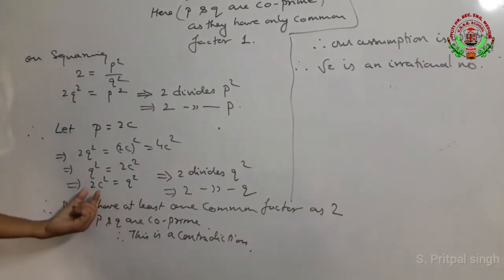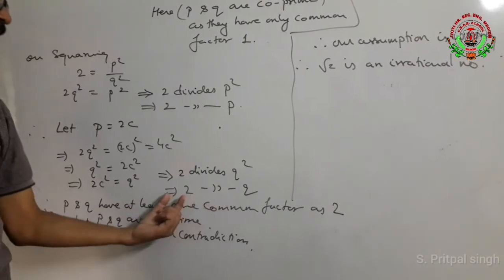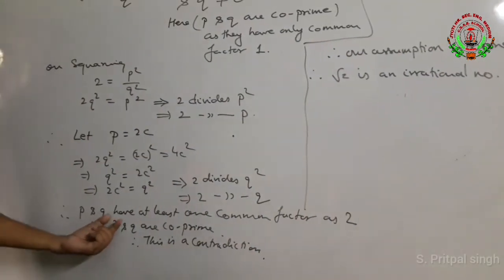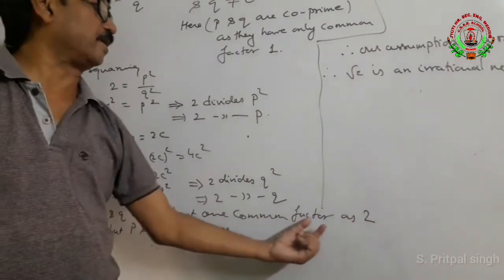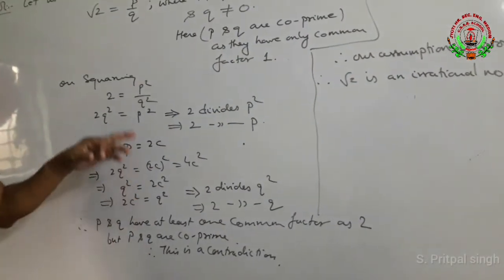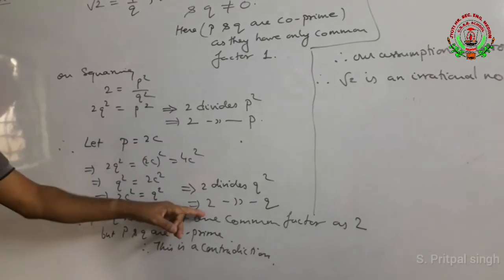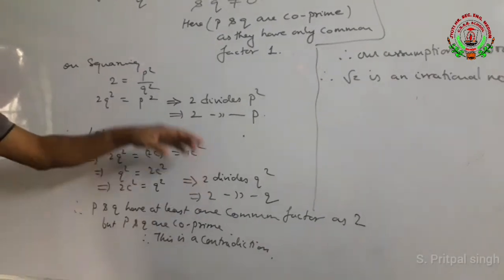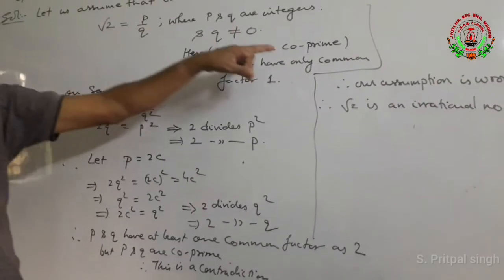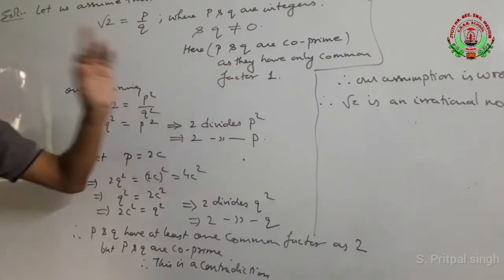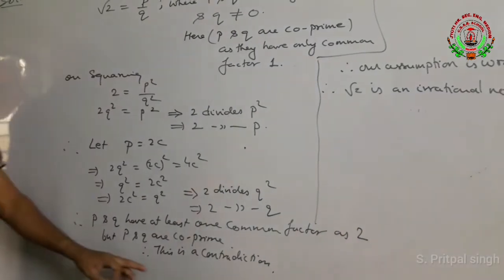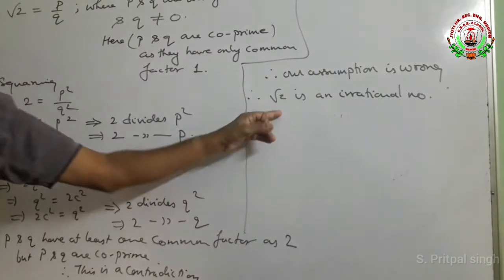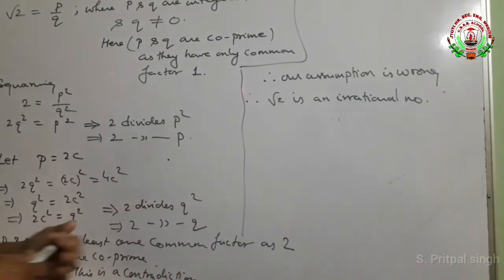Again we can say that 2 divides q square and 2 also divides q. It means that p and q have at least one common factor, 2. Here it divides by 2, here also it divides by 2. So it has a common factor 2, but we have taken earlier that p and q are co-prime and have only one common factor, 1. So this is a contradiction. Our assumption is therefore wrong. So root 2 is an irrational number.